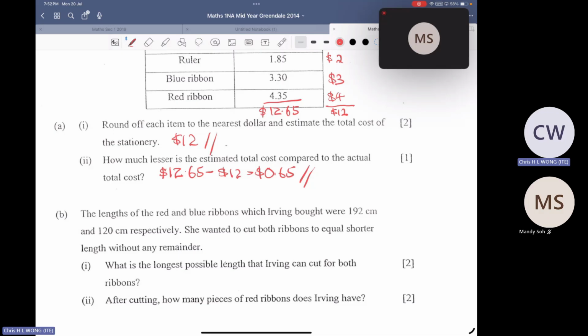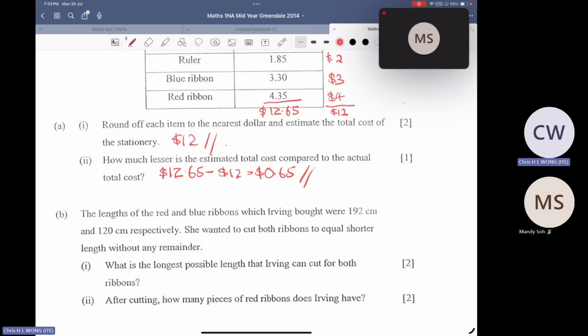She bought two ribbons, one red, one blue. The red ribbon is 192 cm. The blue ribbon is 120 cm. Now, she wanted to cut both ribbons into equal shorter lengths, without any remainder, but it must be the longest possible length.